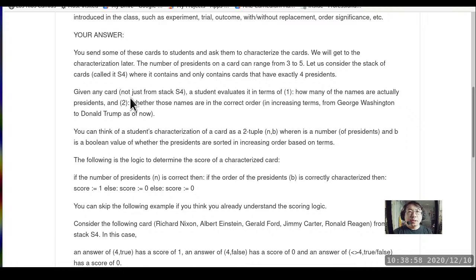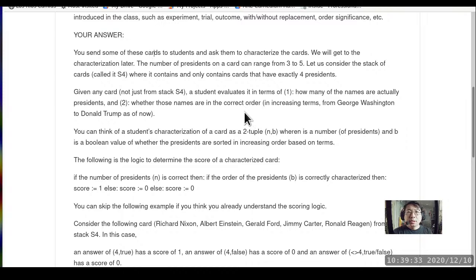Given any card, not just from stack 4, a student would evaluate, one, how many of the names are actually presidents, and two, whether those names are in the correct order or not. So the characterization of a particular card has two components in it. The first component is how many of the names are presidents, and the second is whether it is true or false that the presidents on that card are in the right order.